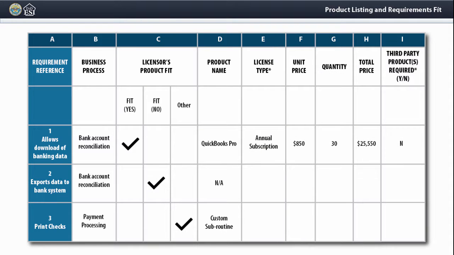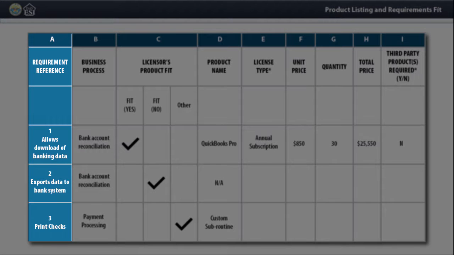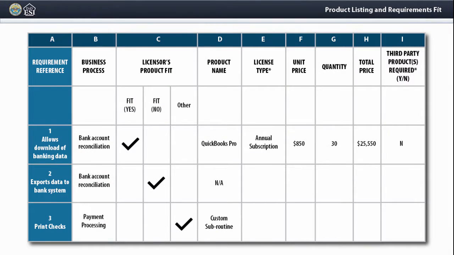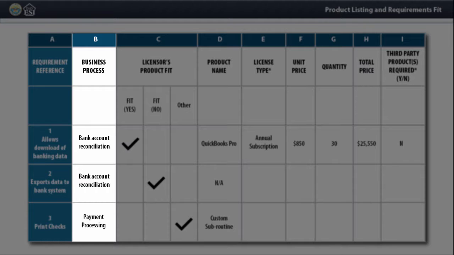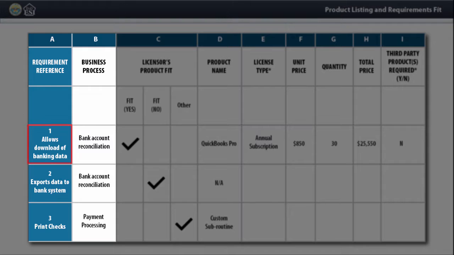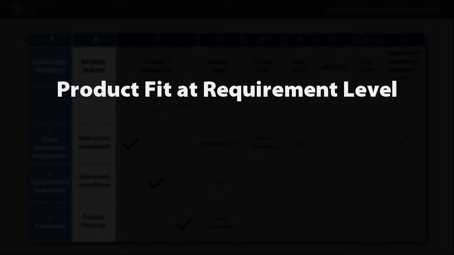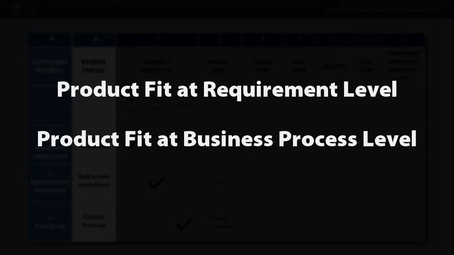The completed table shown is an example used in the commercial industry for commercial off-the-shelf software projects. We will walk through each column. In column A, you will define each of your requirements and assign a tracking number for each one. Column B will identify the relevant business process that requirement falls under. For example, a requirement to download banking data would fall under the business process known as bank account reconciliation. This is important so that you can measure product fit at the requirement level and at the business process level.